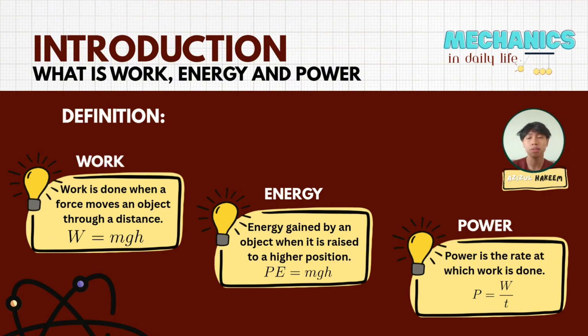Next, we have energy, specifically potential energy. This is the energy gained by an object when it is raised to a higher position. Notice how the formula is exactly the same. That's because the work you put in directly converts into potential energy, which is PE equals mgh. Finally, we have power. Power is simply the rate at which work is done, or how fast that energy is used. We calculate this by taking our total work and dividing it by time. So our formula is P equals work divided by time.